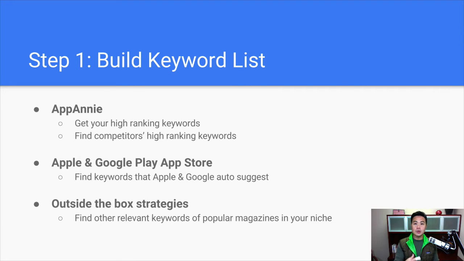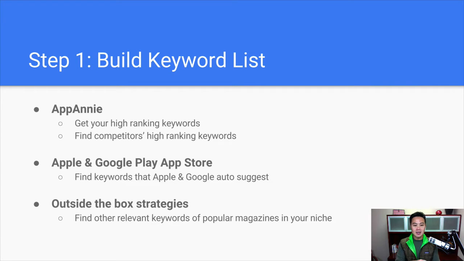Secondly, I want to see what the actual app stores are auto-suggesting, because that's an indication of good volume keywords. So I'll put in meditation and see what Apple and Google auto-suggest, and those become keywords that we consider. Look at our app follow video, and you'll see how you can easily do that without having to pull up your iPhone.